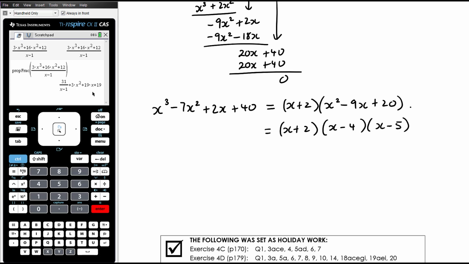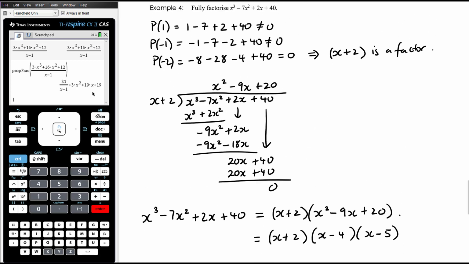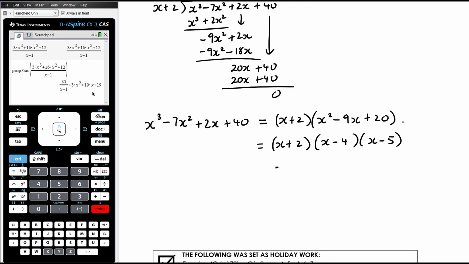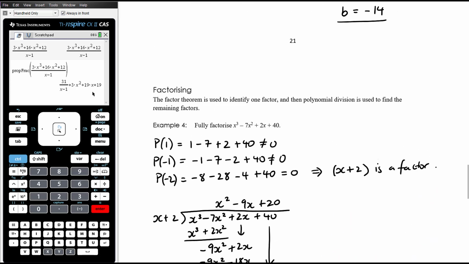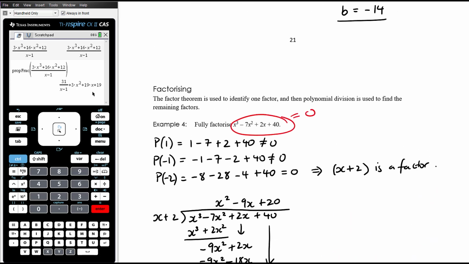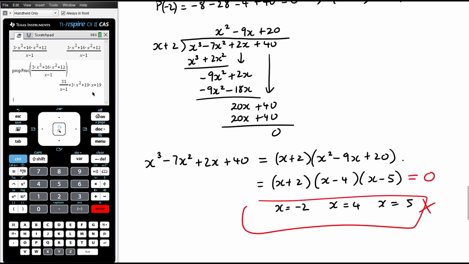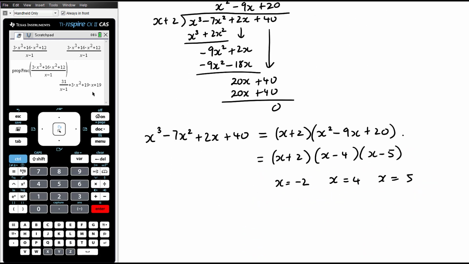Now again, being clear on what the various words and instructions mean, this question doesn't ask you to solve. If you were to go on from this point and tell me that x equals negative 2, x equals 4, and x equals 5, that's not right. Okay? The only way this line is true is if this equals 0. And there is nowhere here that tells you that this polynomial is being made equal to 0. Okay, so please make sure that you understand, you don't just launch into these processes and then automatically stick an equals 0 here and end up with solutions. You're being asked to factorise the polynomial. Here it is fully factorised.